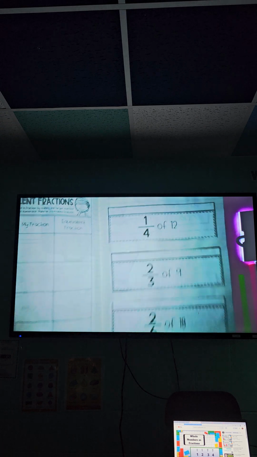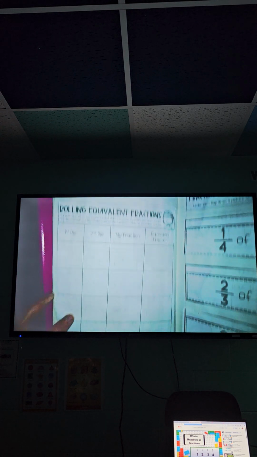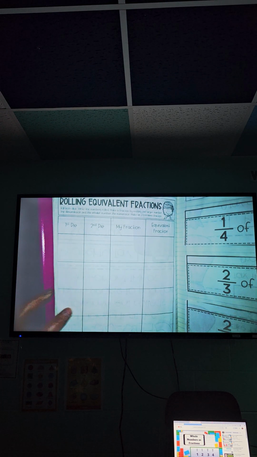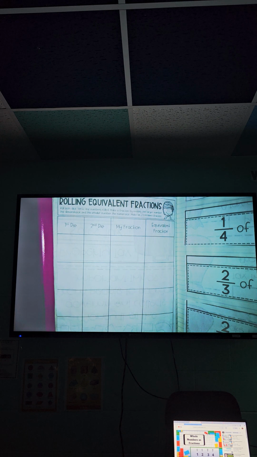Alright. Let's look at this page. Rolling equivalent fractions. So you won't need any dice because we're doing this right now.